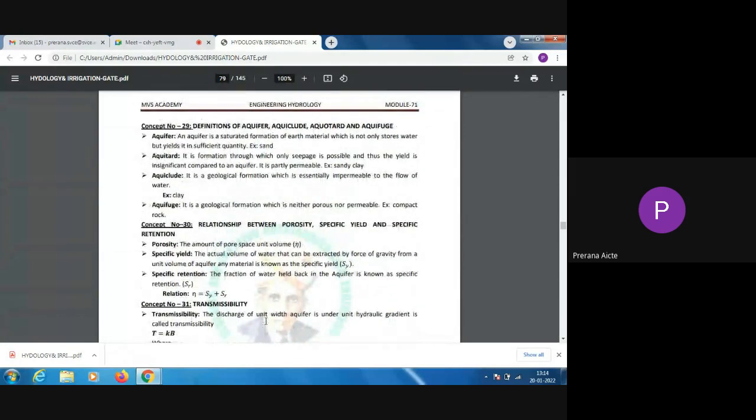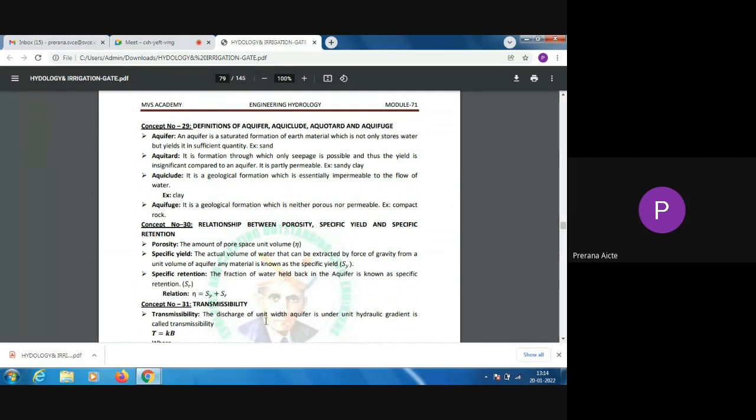So, an aquifer is a saturated formation of earth material which not only stores water but yields it in significant quantity, for example, sand. It can transmit and store water. An aquitard is a formation through which only seepage is possible. Thus, yield is insignificant compared to an aquifer. It is partly impermeable, for example, sandy clay.